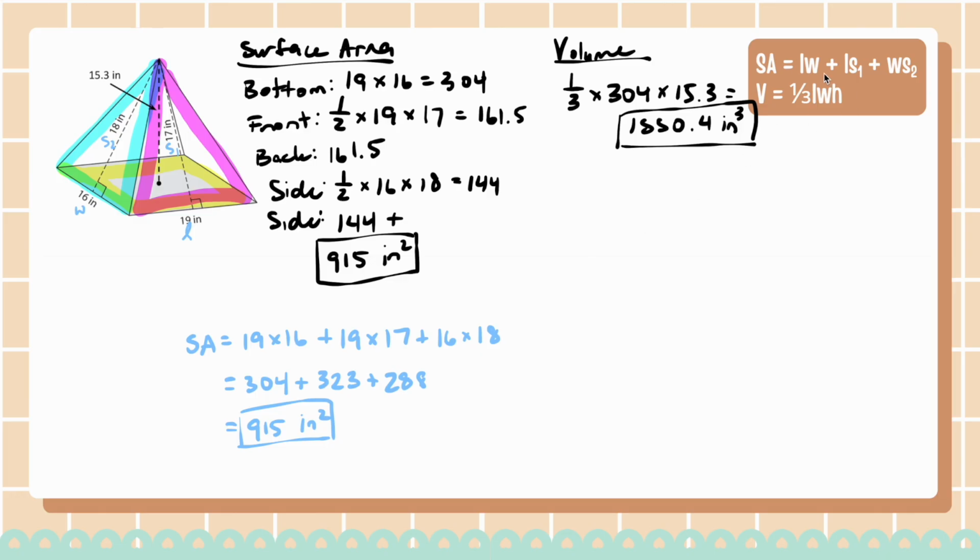If I want to try applying this formula, we're going to do 1/3 times length, which is 19, times the width, which is 16. And then remember, the height of the pyramid is going to be this right here. So here's our height. I'm going to multiply our height, 15.3. All of this multiplied is going to get me the same thing, 1550.4 inches cubed. And that's how you solve for the surface area and volume of rectangular pyramids.